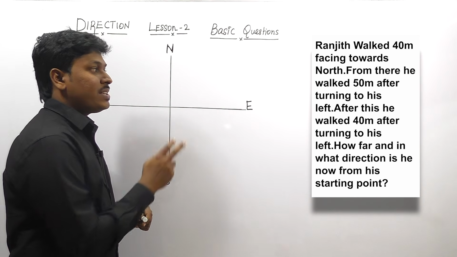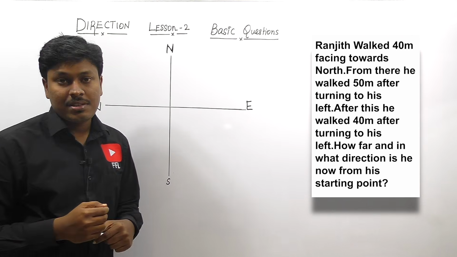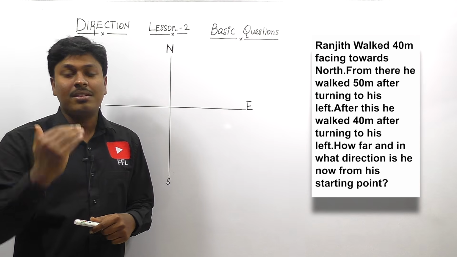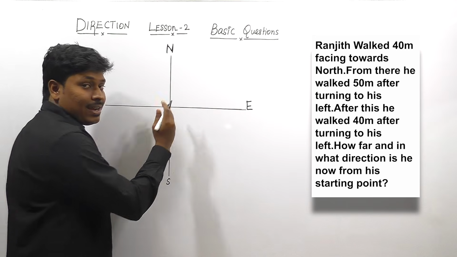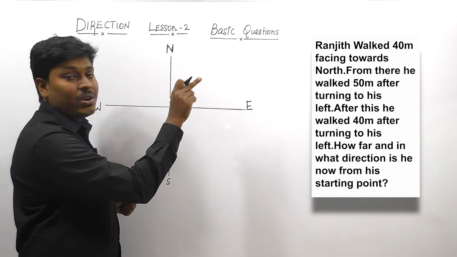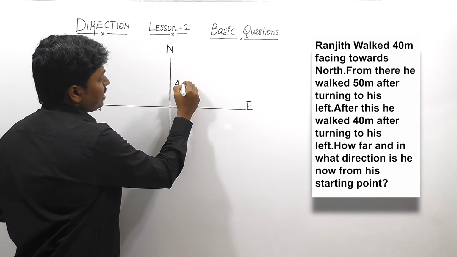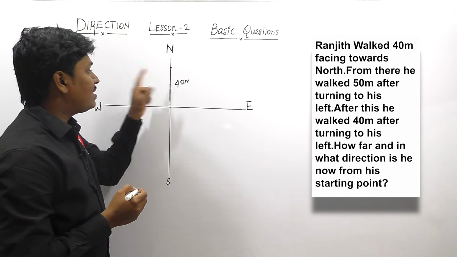Let me move on to question number 2. Ranjit walked 40 meters facing towards north. So friends, there is a person Ranjit, he is facing north and walking 40 meters towards north, right? So friends, listen here. We know that this is the fixed point. From here, Ranjit is facing north and walking 40 meters, right? So I can say that this will be 40 meters. So friends, finally he is at this point. After walking 40 meters, Ranjit will be at this point.